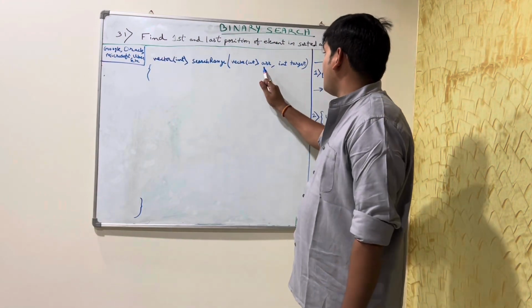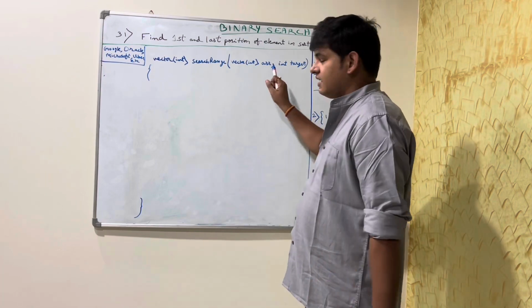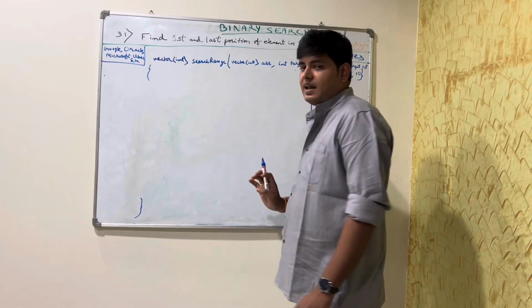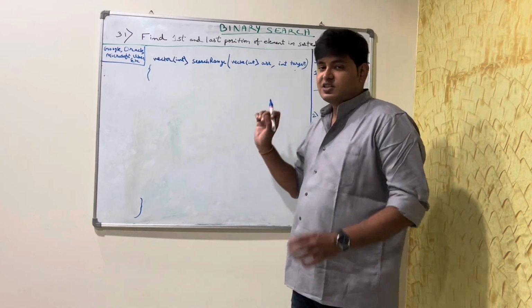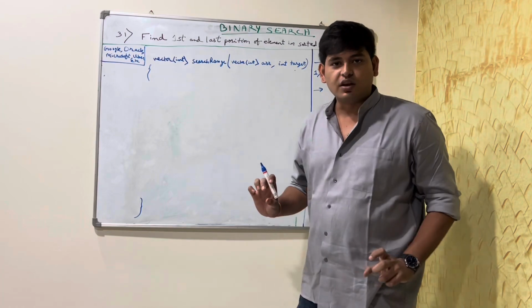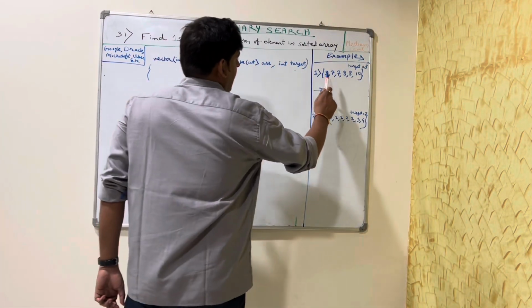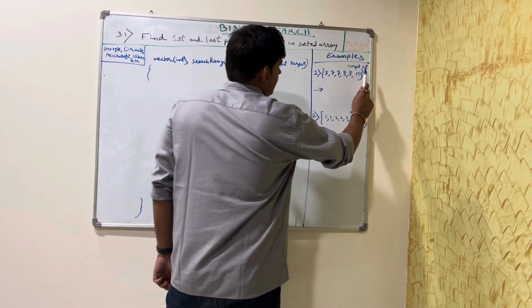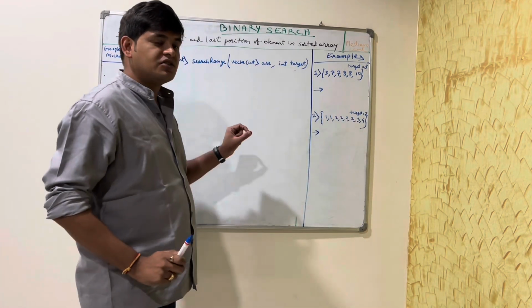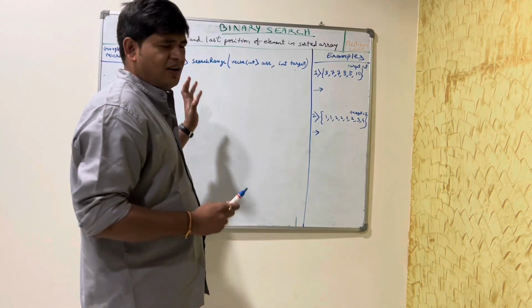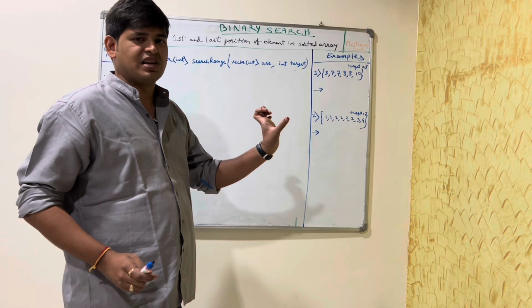We are given an array in the form of a vector which is sorted, and we are also given a target element. We need to find the first and the last position of the target element in the sorted array. For example, here the array is 5, 7, 7, 8, 8, 10 and our target element is 8. So we need to find its first occurrence and the last occurrence, add them into our vector, and return those first and last occurrences.